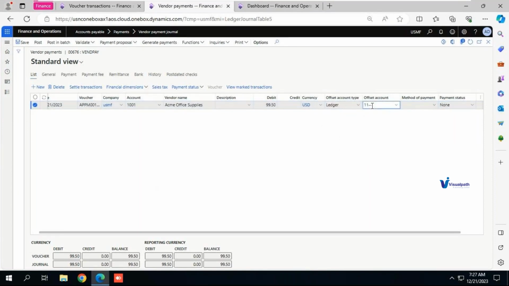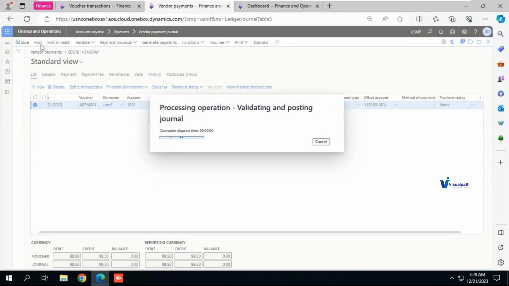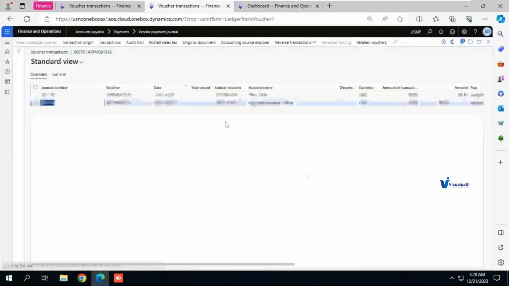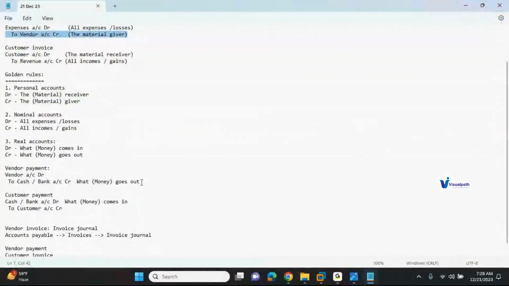I'm doing cash payment. Okay. Now, if you verify the voucher, it is vendor balance account debit to cash or bank credit, because whenever you are doing vendor payment, your money is going out.